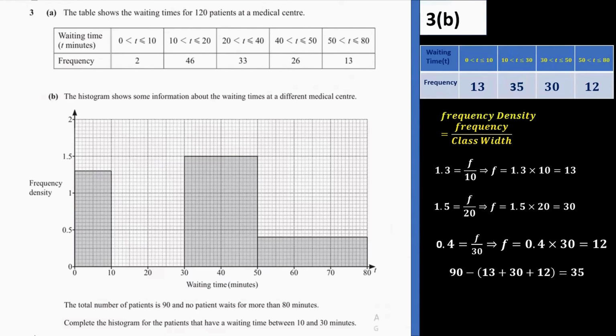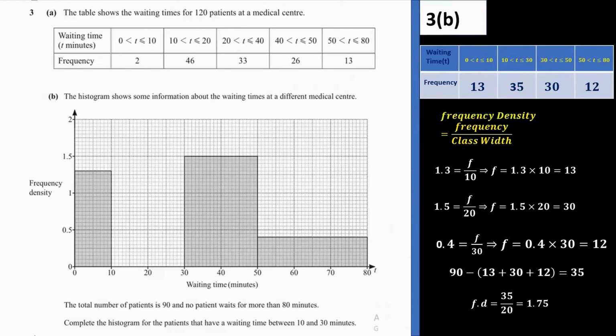So we'll be able to get the frequency density of that class. All we need to do, since we know the width of that class is 30 minus 10, which is 20, and the frequency is 35, is this: the frequency density is going to be 35 over 20, and that gives us 1.75. And so what do we do here? Remember, we are asked to complete the histogram for the patients waiting between 10 and 30 minutes.